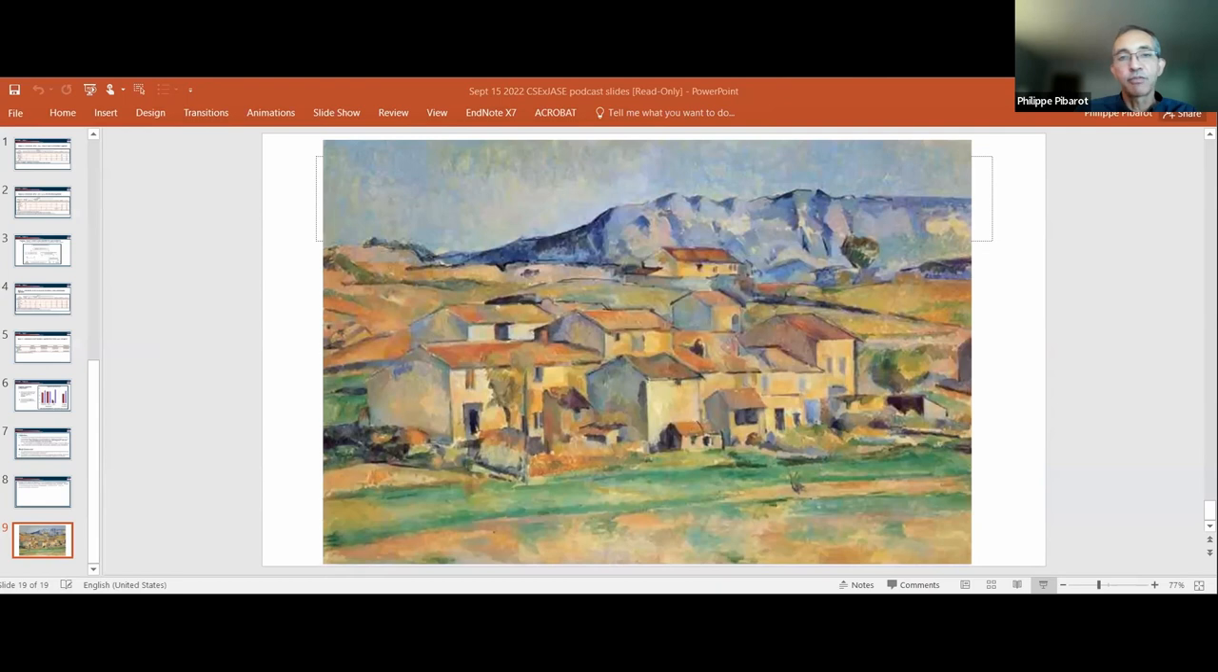And the little village on the front is called Puy-Loubier, very difficult to pronounce for Anglophones. And actually it's very close to the house of my parents, maybe 7 kilometers on the right here. So we have this view from the house, and this has been a great source of inspiration for Paul Cézanne.